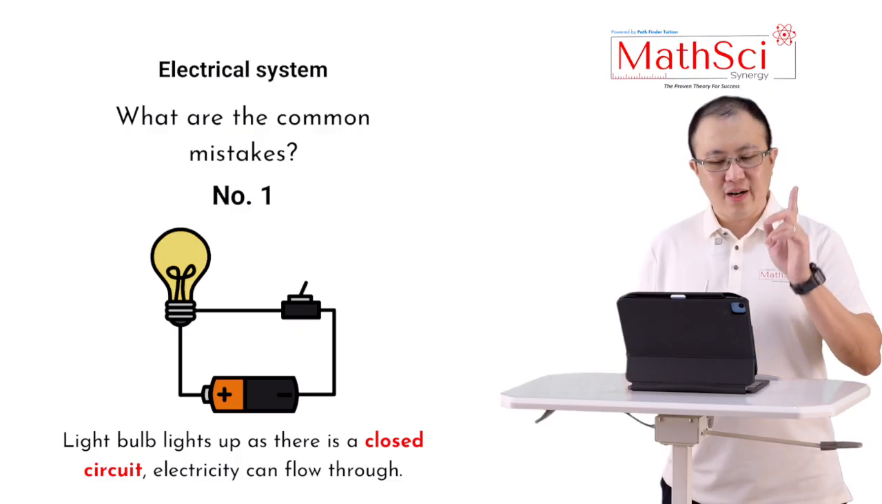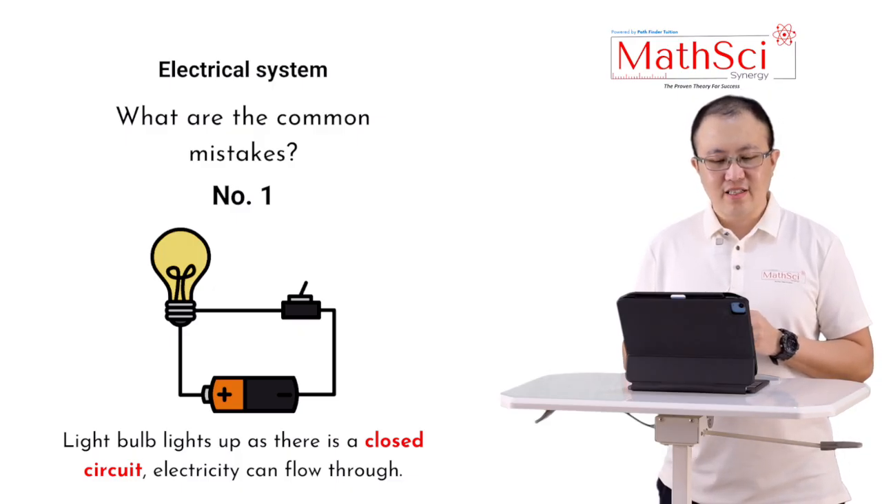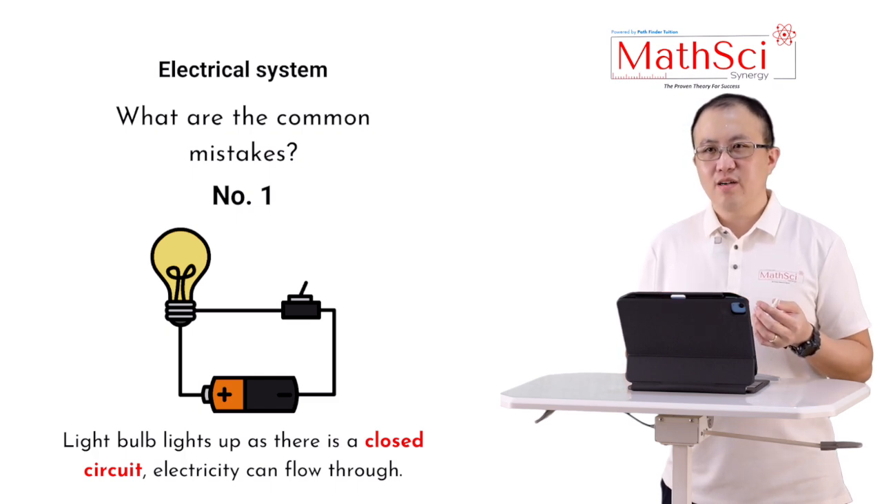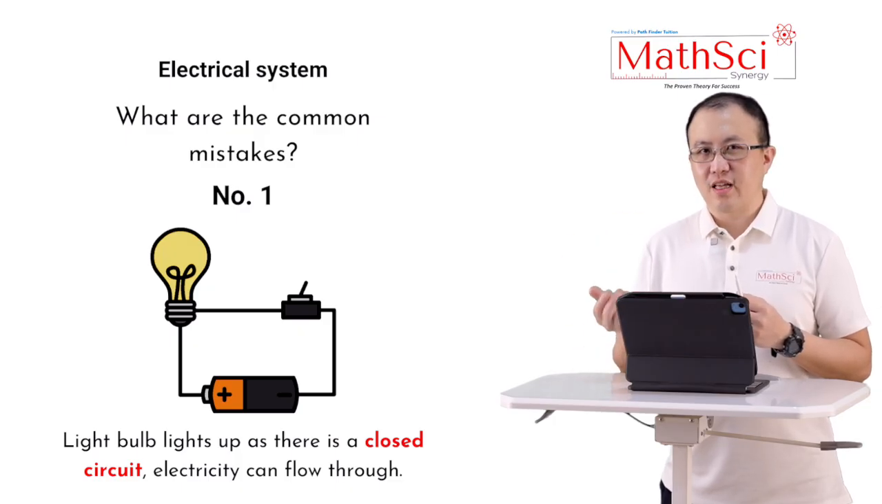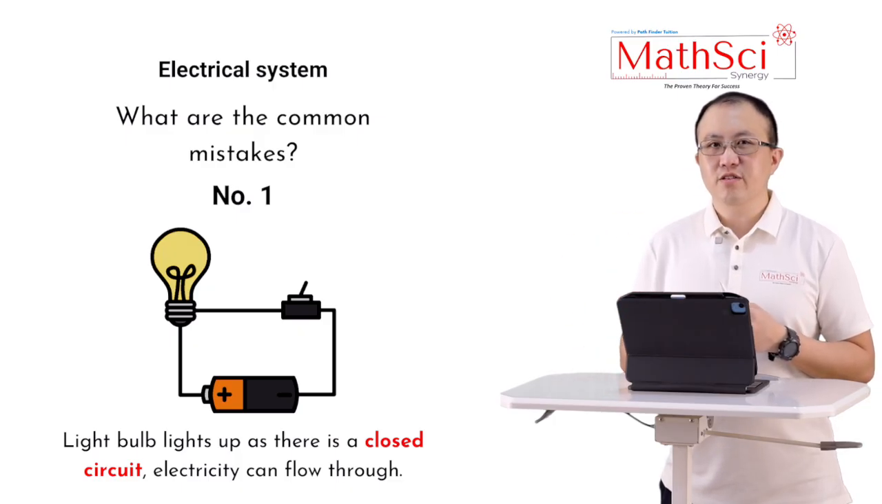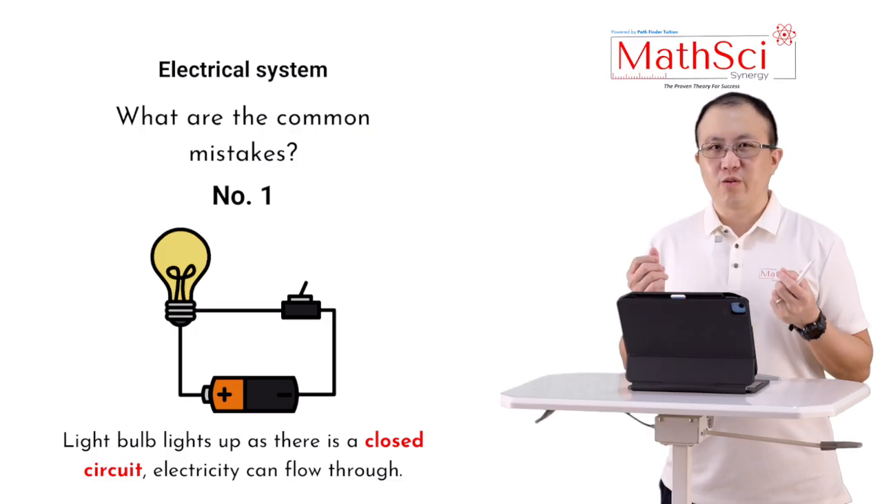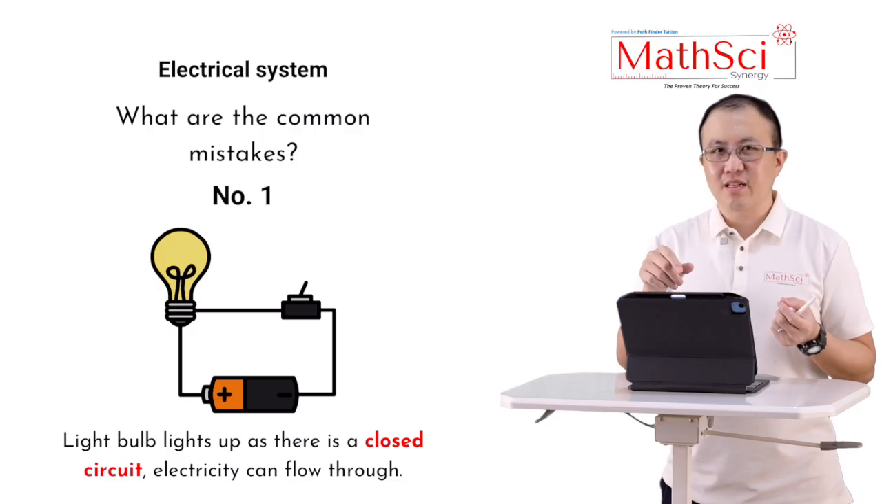Number one mistake is this. Whenever you are asked to explain why the light bulb lights up, most people will just say the switch is closed. But the question is, why is it that when the switch is closed, the light bulb will light up? This is something so intuitive that you already know, but you never think deeper as to why, especially as a science student.